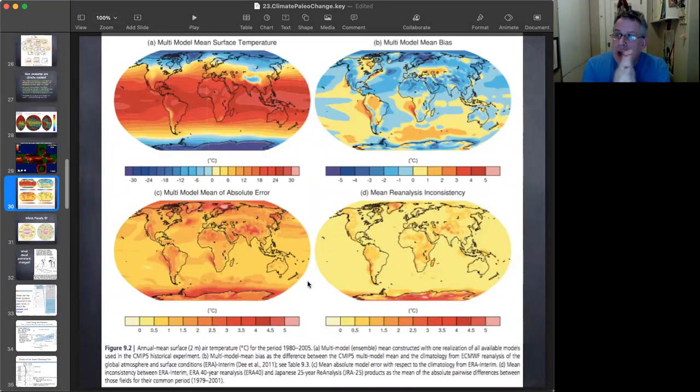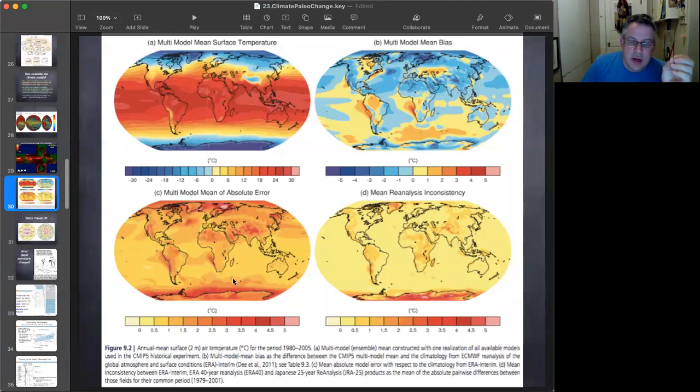So how do we know if the models are doing the right thing? Well, we can run them in a historical model simulation and then compare them to the observations. So here is the multi-model mean surface temperature over 1980 to 2005. And here is the mean bias. That's the offset of this multi-model mean surface temperature versus the observed temperature. And you can see some places are too cold and some places are too warm. That's what you'd expect.